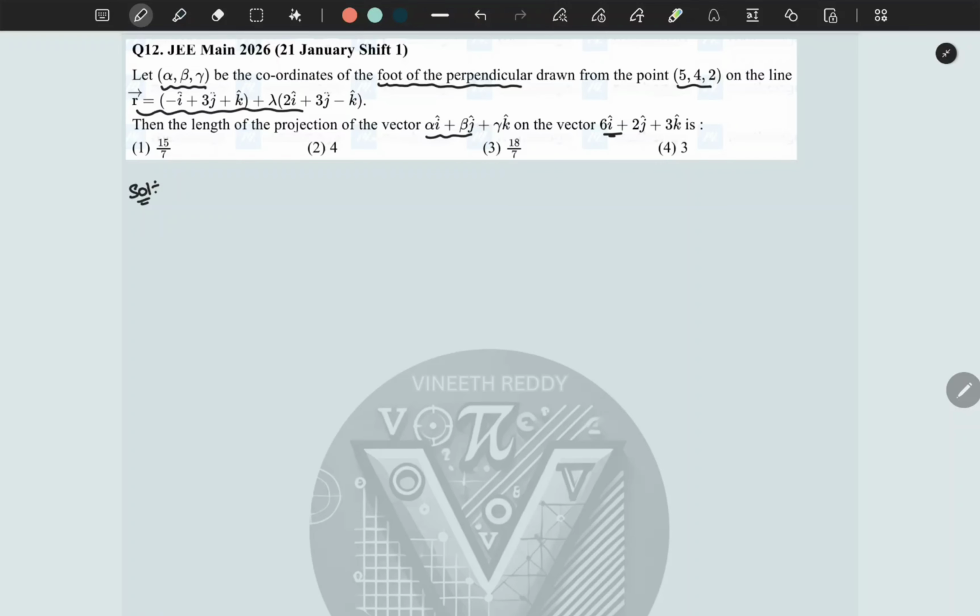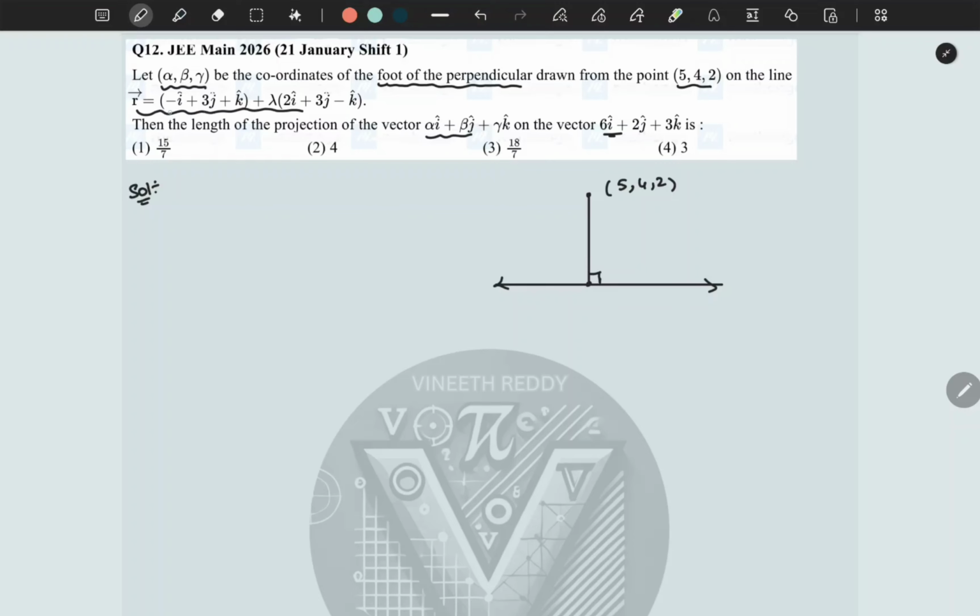So it has two parts. There are two parts in this question. Firstly, we need to find the foot of the perpendicular. In one of the previous videos, dear students, we identified how to find the image of a point. If you have understood that, then this question would be very simple. So the first point is to find the foot of the perpendicular. Instead of alpha, beta, gamma, let me take the foot of the perpendicular in terms of lambda.